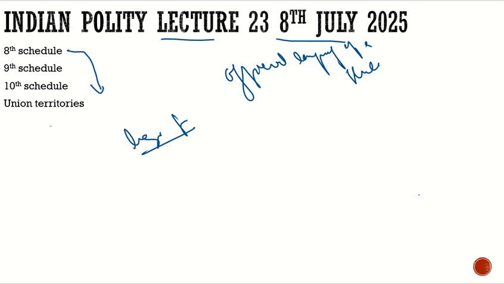So what is the case here? The official language of the state can be any one. It can be from the 8th Schedule, or it can be from outside the 8th Schedule. So it is up to the state itself what language they will choose as the official language.